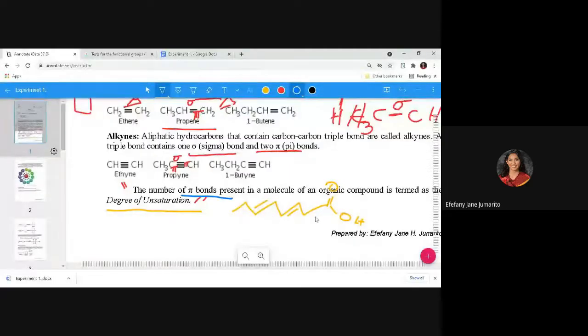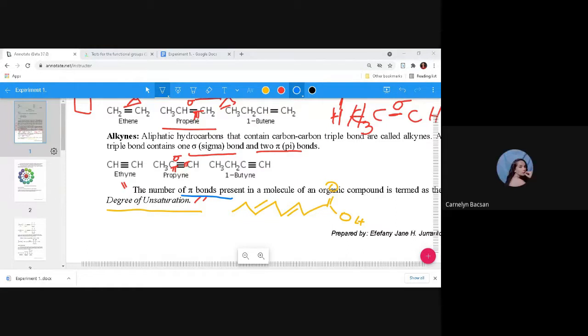Carnelian, what is the degree of unsaturation of this molecule? Ma'am, I don't see anything, ma'am. Okay. Determine the degree of unsaturation.